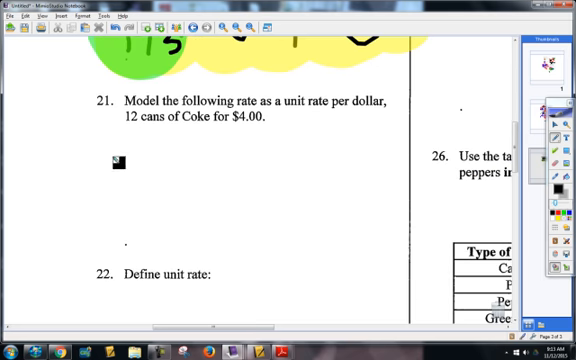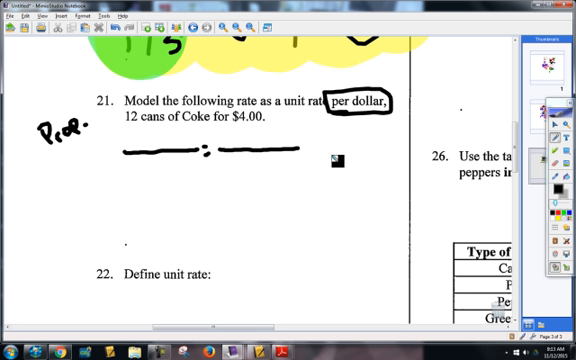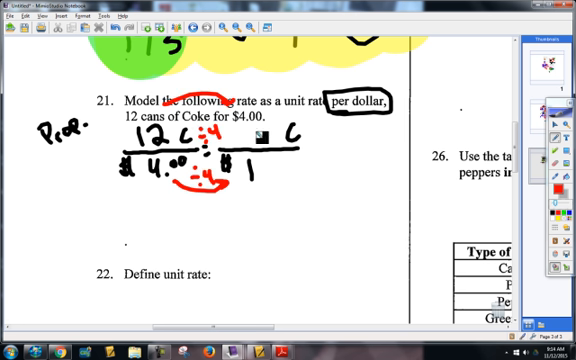Okay, this one, model the rate as a unit rate per dollar. In order to do this, you had to have a proportion, first of all. You had to find the unit rate. Because it says per dollar, this one has got to have dollars on the bottom and Coke on the top. My ratio is 12 cans for $4. What am I doing to my number of dollars? Dividing by 4. So what do I have to do to the number of cans? Divided by 4. That's going to be 3. Now when we model this, it's real basic. You could have done this a couple different ways. 1, 2, 3 with a $1 bill. That's fine.